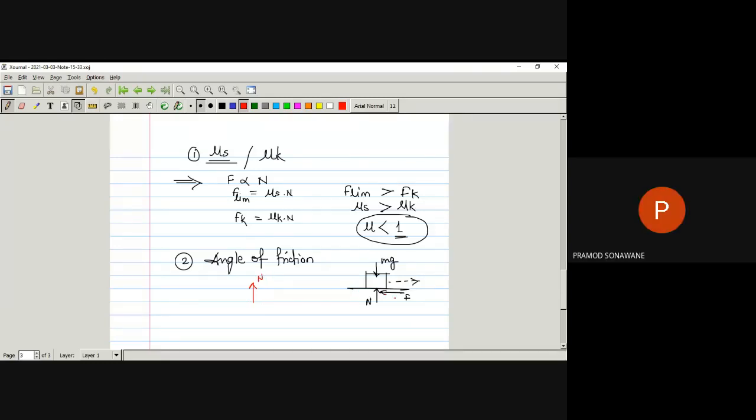What about F? Negative X. So can you tell me the resultant of these two forces will move in? Second quadrant. Obviously, this will be the resultant between normal reaction and frictional force. Yes or no? Yes, ma'am. So instead of drawing it in second quadrant, if I draw it here, this is my resultant. Yes or no?